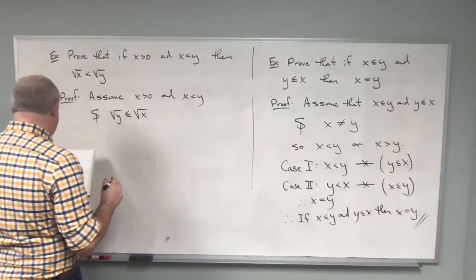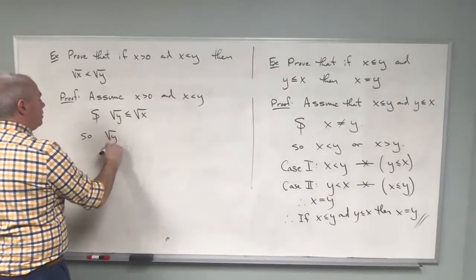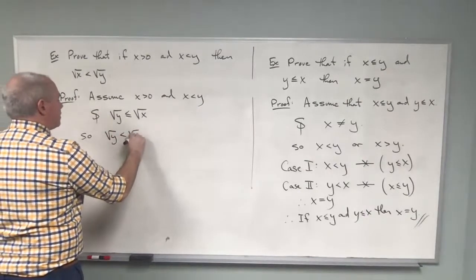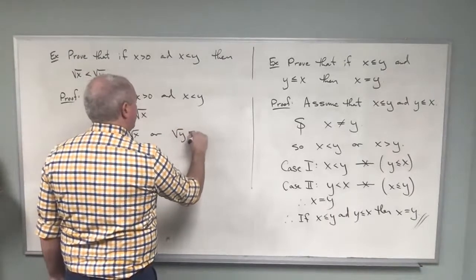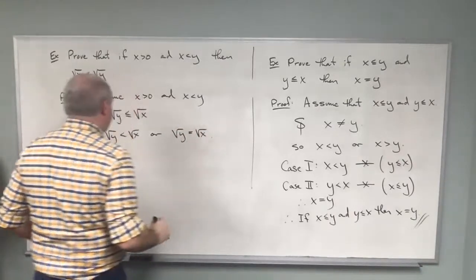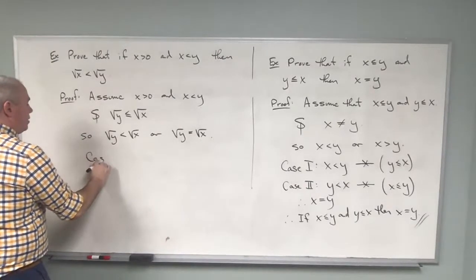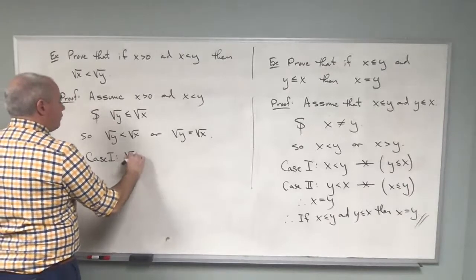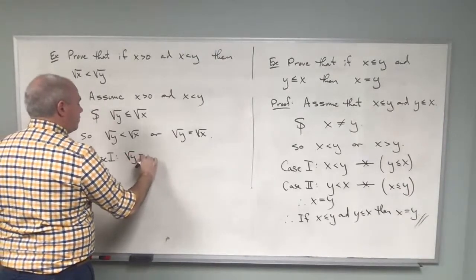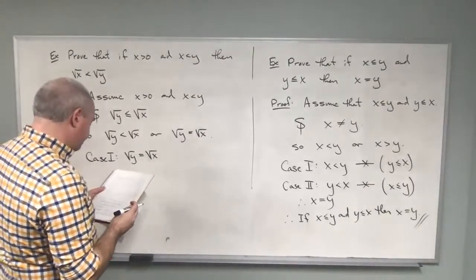Let's see. So we have that the square root of y is less than the square root of x, or we have that the square root of y equals the square root of x. So I'm going to break it into two cases. So case one will be that the square root of y actually equals the square root of x.